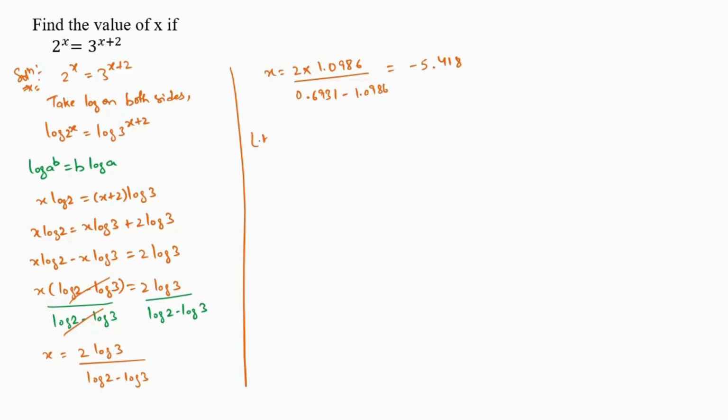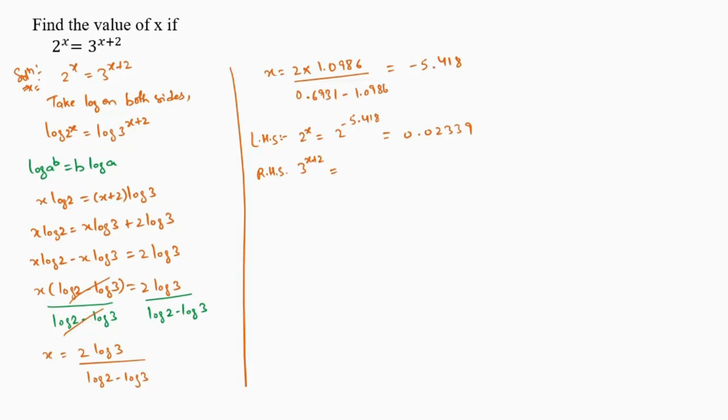So on the left hand side, we have 2 raised to power x. On substituting the value of x, we get 2 raised to power minus 5.418, which on solving we get 0.02339. And on the right hand side, we have 3 raised to power x plus 2.